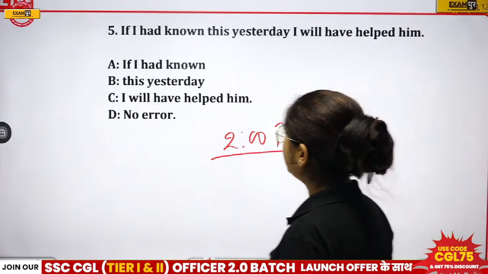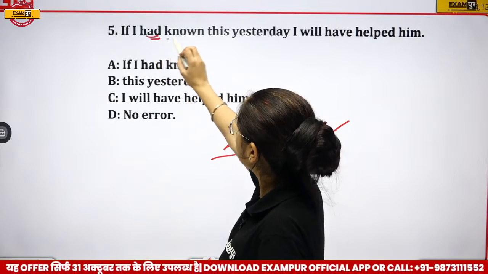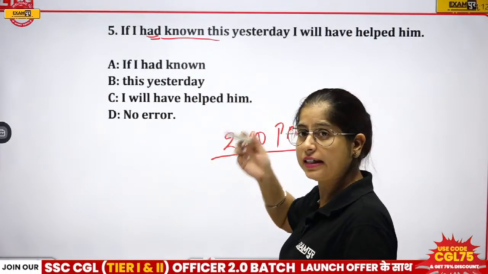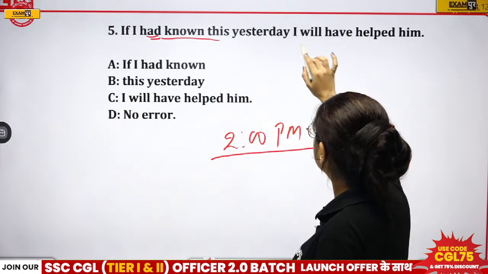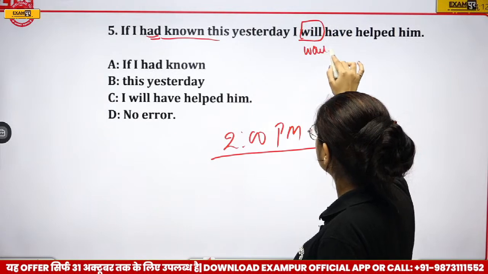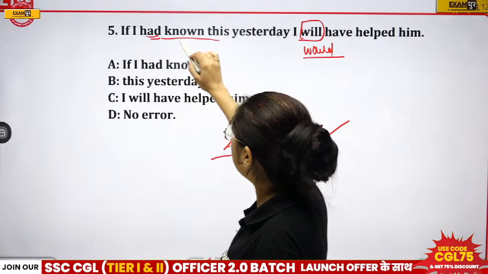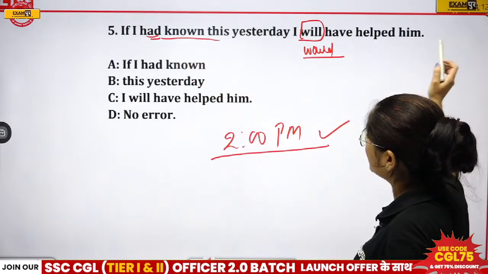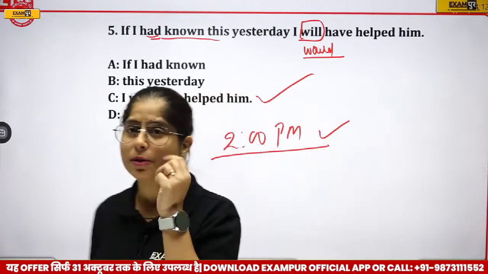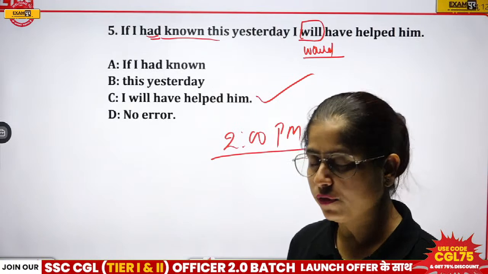Okay, if I had known this yesterday, if I had known, so this is a situation that is hypothetical, that is not real, right? That did not happen. Will is not needed. Instead of will, we will prefer using would. I would have helped him. If I had known this yesterday, I would have helped him. Here the error lies in part C, right? Okay, absolutely correct. Amazing. So we are done with 5 questions.